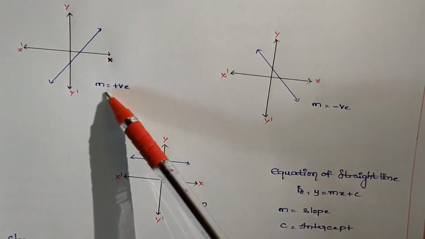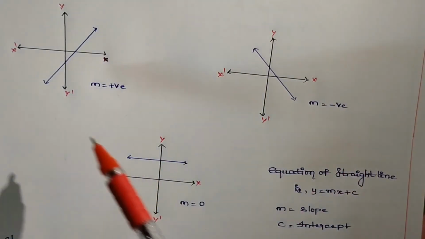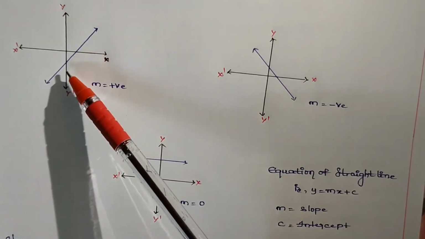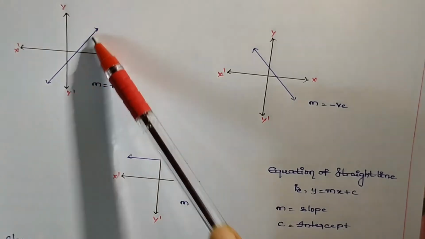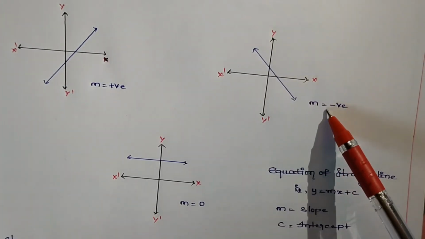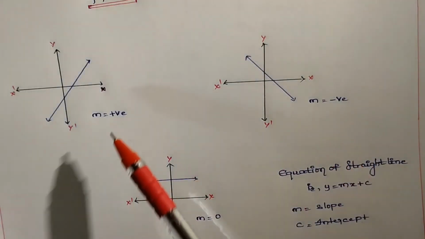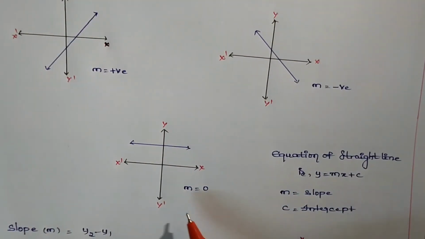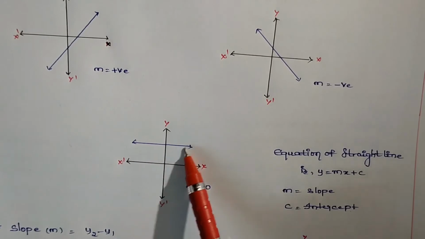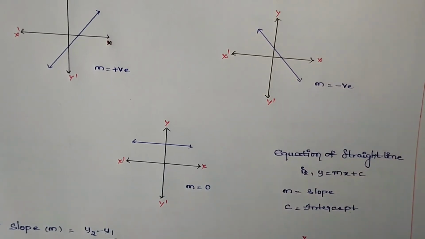Here the slope is positive and here the slope is negative. It is positive because the line travels from left to right and it is rising. Here it is decreasing. That is why we can easily tell by seeing the graph that the slope is negative here and positive here, and there is no slant of this line. It is a horizontal line. That is why there is no slope here. m is equal to 0.